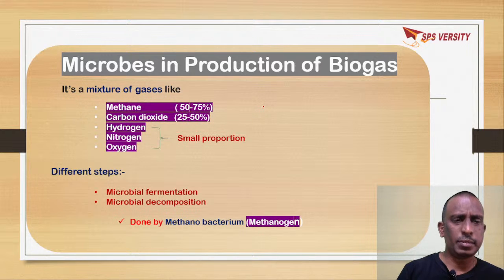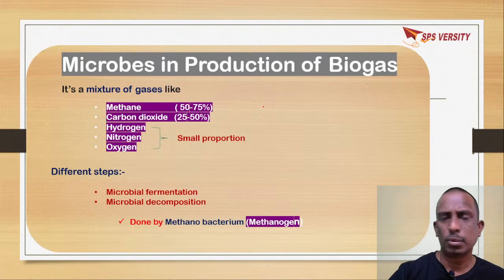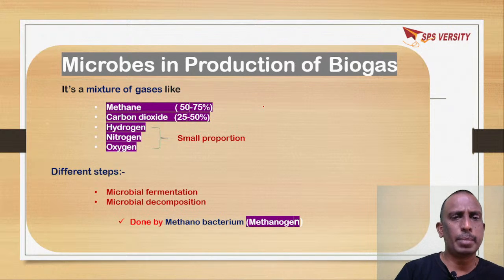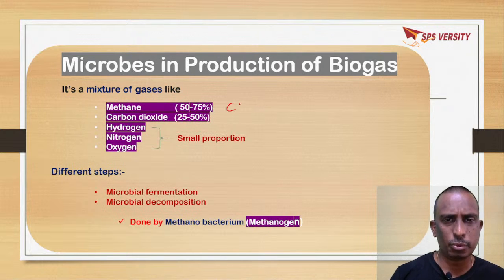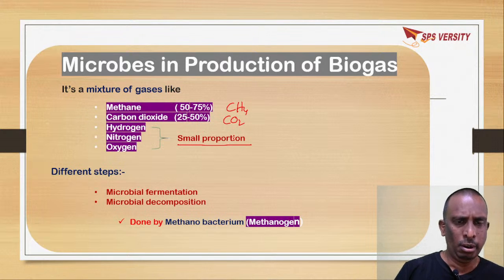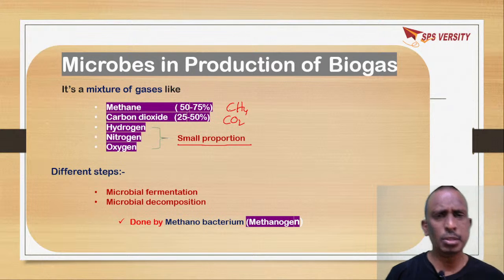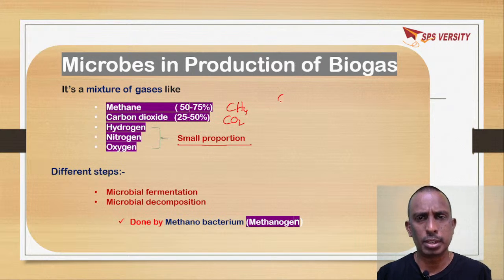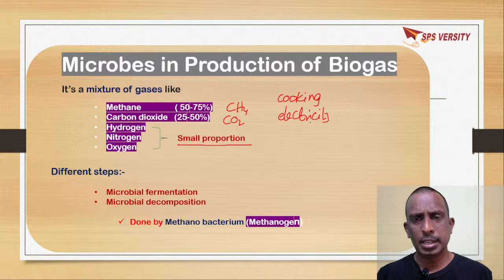Okay. And next, microbes in production of biogas. So what is meant by biogas? In biogas, the major composition is methane, CH4, 50 to 75%, carbon dioxide 25 to 50%, and hydrogen, nitrogen, oxygen in a very small proportion. So this mixture of gases is called biogas. So what is the use of biogas? Biogas can be used in cooking as well as for generation of small scale electricity. Like this, they can reduce the pollution.